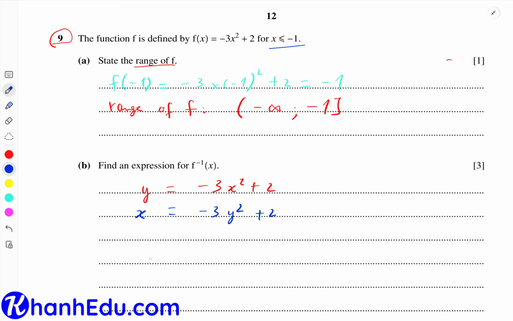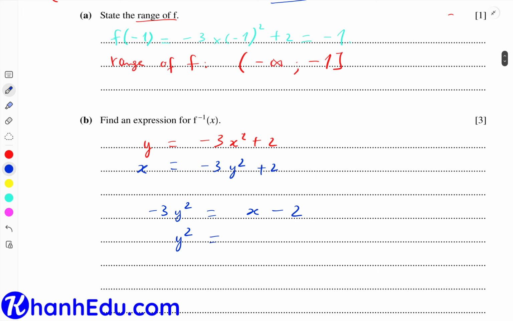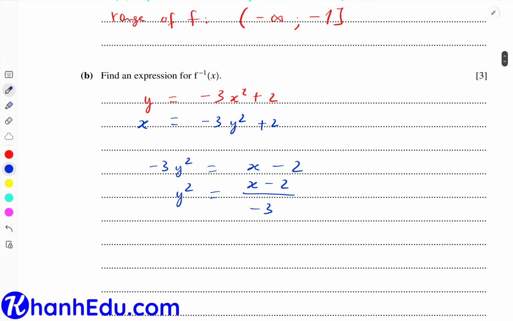So we have minus 3y squared equals x minus 2, and y squared equals x minus 2 over negative 3, or we can rewrite it as 2 minus x over 3. So the denominator would be a positive number.